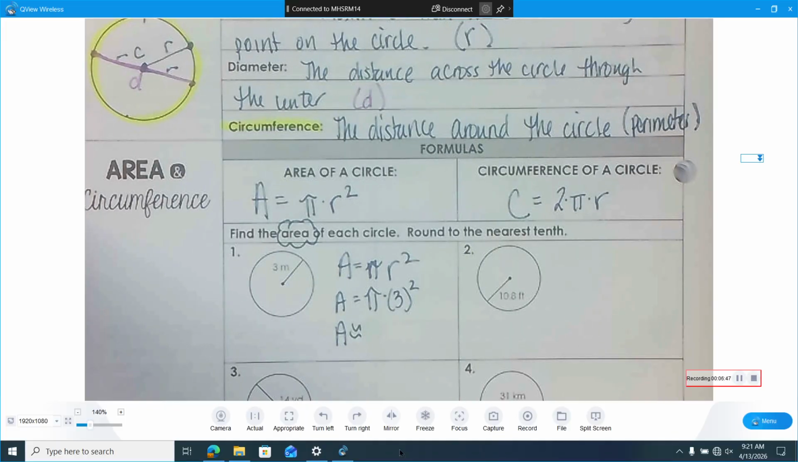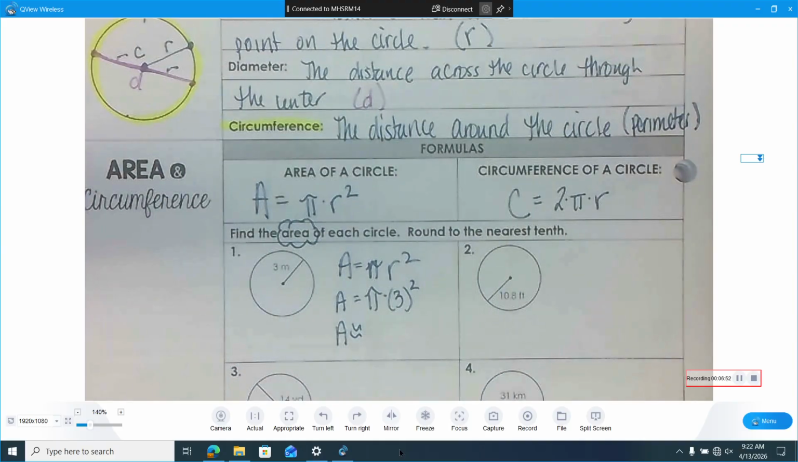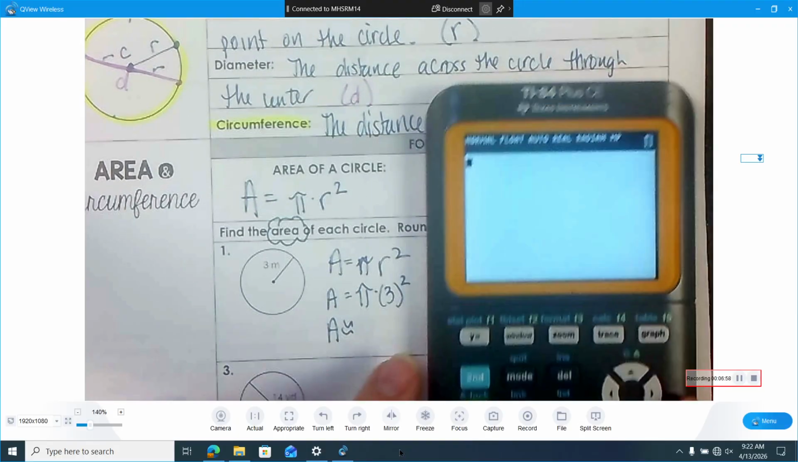Do you know where pi is on your calculator? Sorry, I'm going to borrow your calculator. All right. Sorry, I just realized you guys were in 8th grade, not 10th grade.